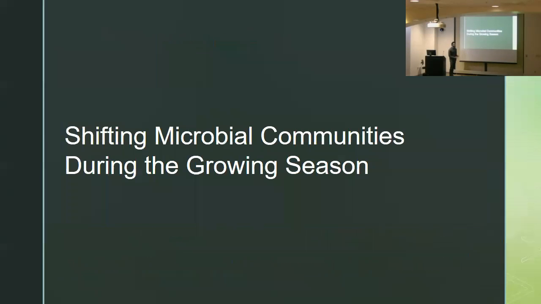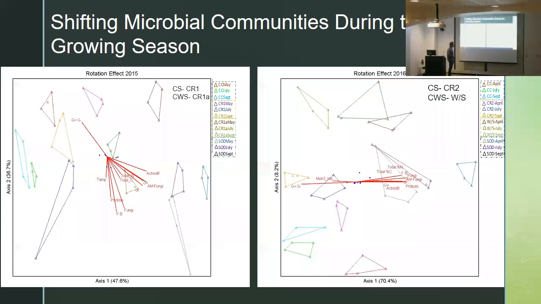Next, we wanted to answer how the microbial communities are shifting over time within these different rotational treatments. That might be able to tell us something about how they might be impacting yield in these agricultural systems.